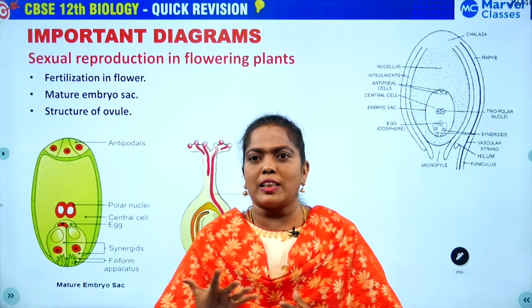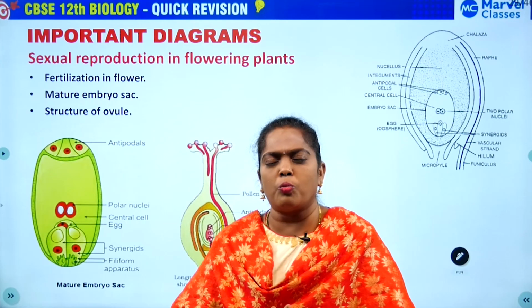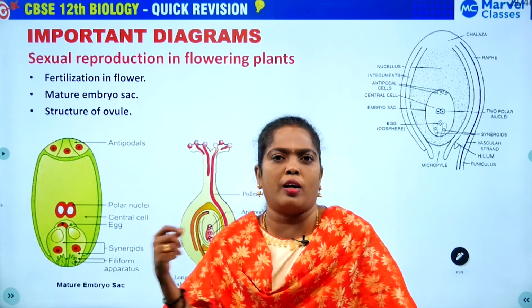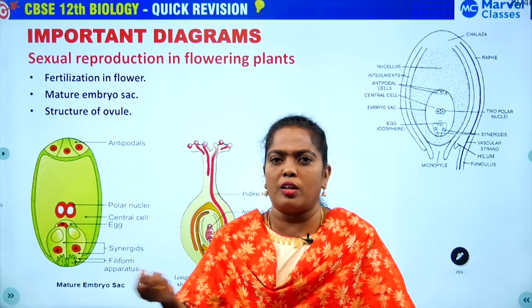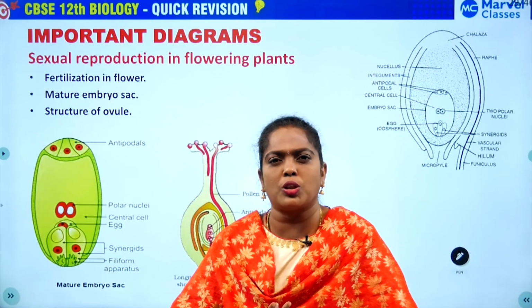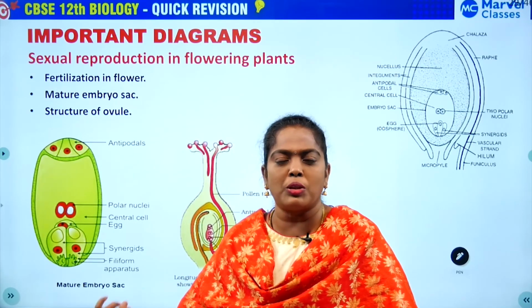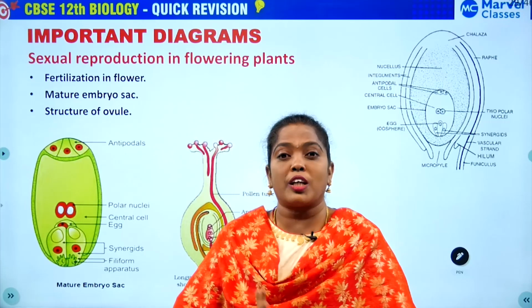Now the next thing is important diagrams. Okay, mostly they won't ask you to draw a labeled structure, draw a neat structure and label the parts and all, but they might ask you certain 5-mark questions. In that, if you are drawing this diagram, it will just help you to get more marks.